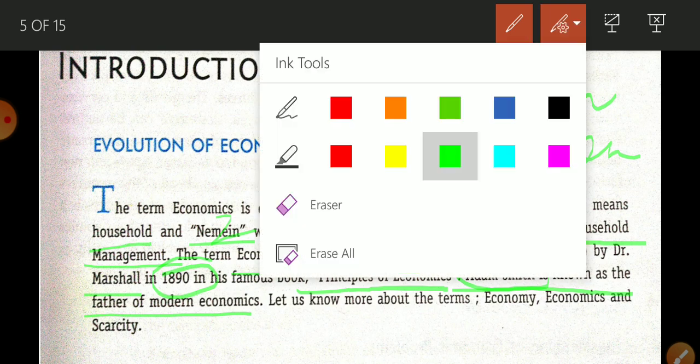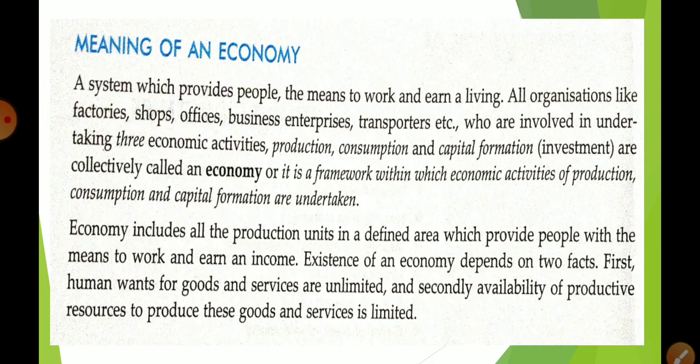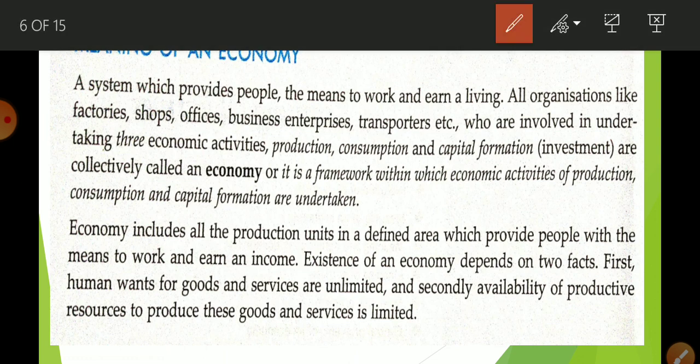Okay, students. Now, the meaning of an economy. What do you mean by economy? Before understanding the term economics, we are required to understand the meaning of economy. So you are going to write this first line in your copy. What is the meaning of economy? A system which provides people the means to work and earn a living. Whatever the source from which you get your earning, your living, that is considered a system, that is considered an economy.